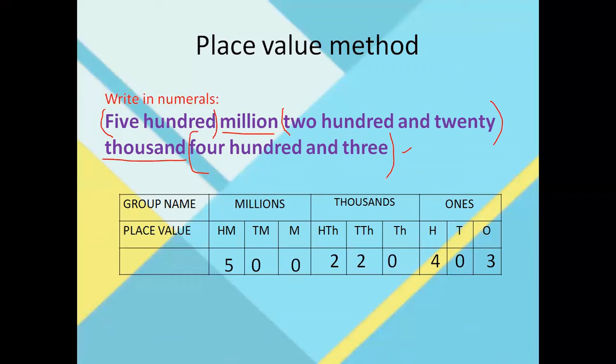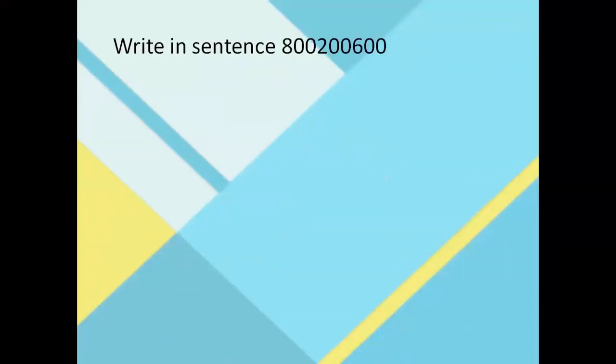Now we have seen how to write in figures. Let's see how to write in sentence. Write in sentence 800,200,600. We have a big number. We are dealing with the international system now. The rule of placing the comma will differ from the Indian system. So let me explain. First let me write the number.